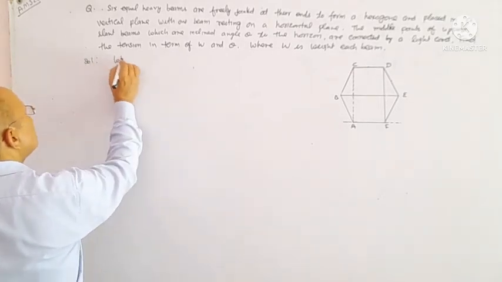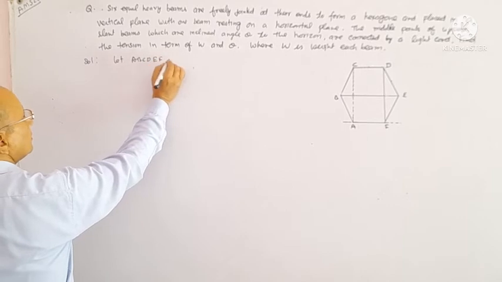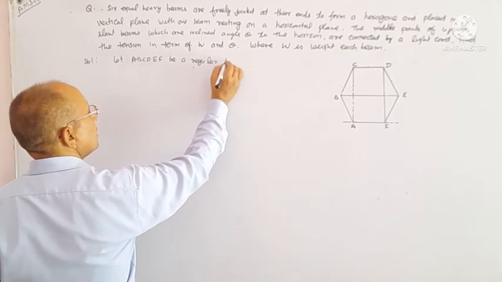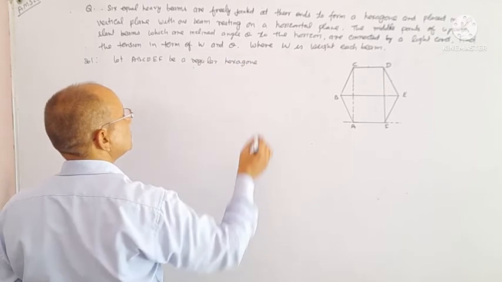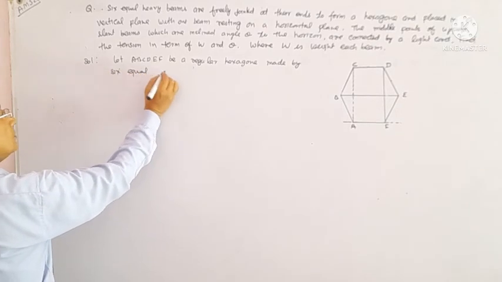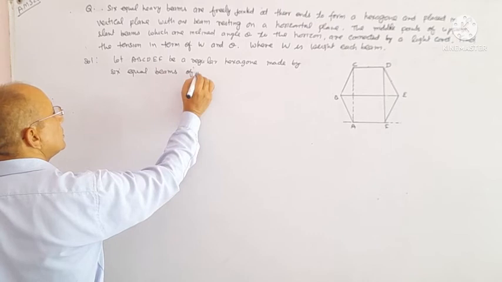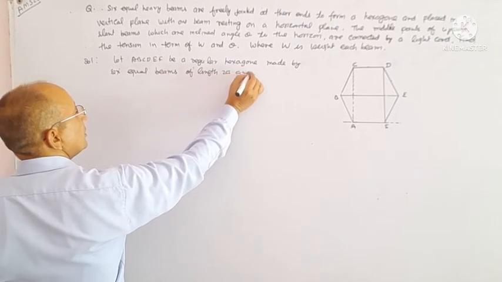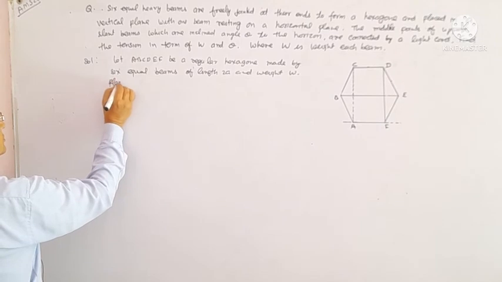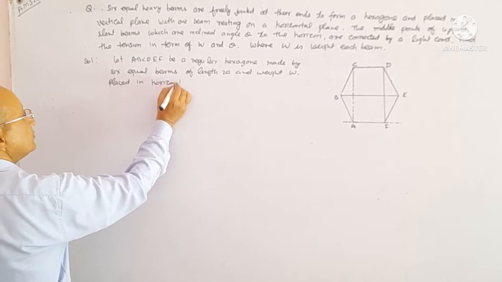Solution. Let A, B, C, D, E, F be a regular hexagon made by 6 equal beams of length 2a and weight W, placed in a vertical plane, placed on a horizontal plane.